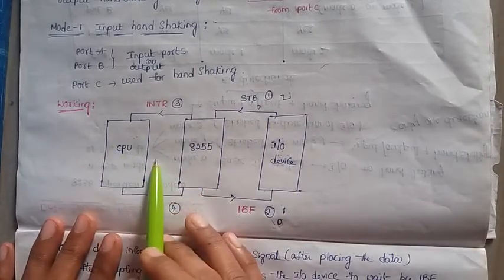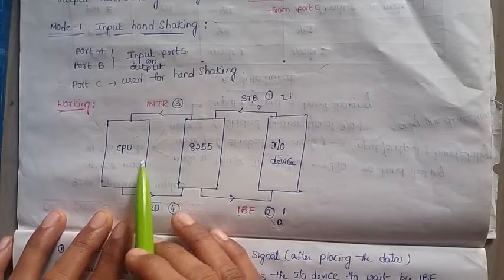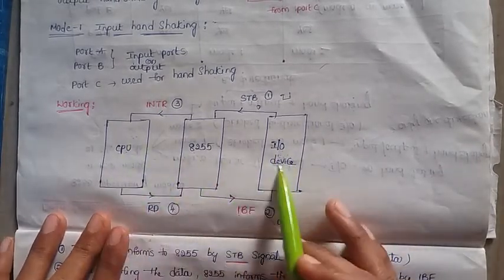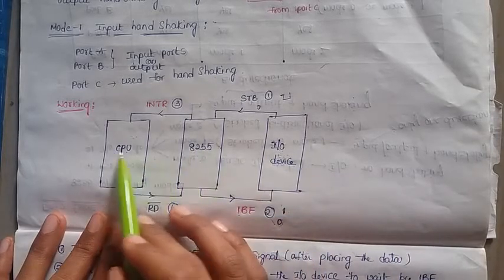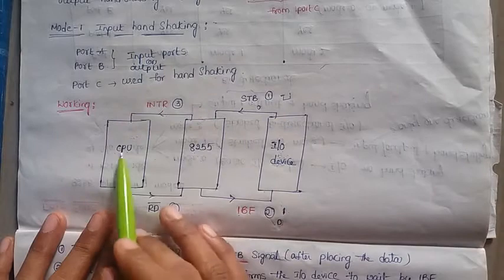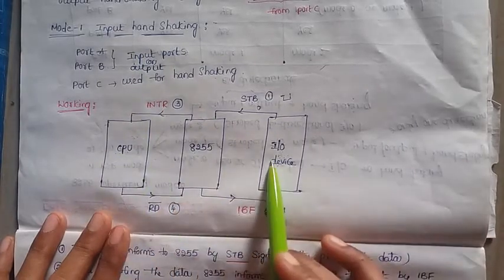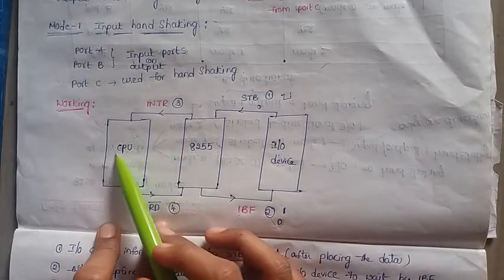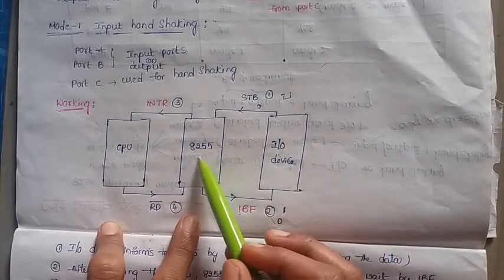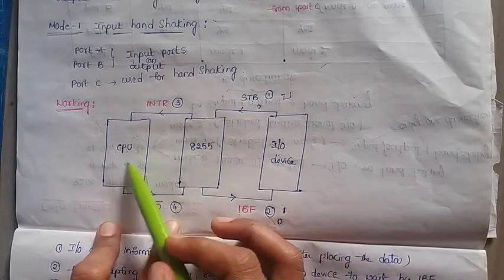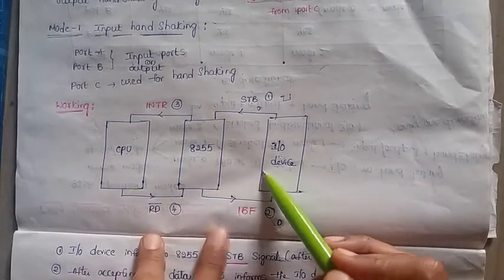In this diagram we may observe that the IO device is not directly connected to the CPU. IO device is connected to 8255 and then connected to the CPU. Here input handshaking means CPU is reading the data from the IO device. Here the IO device is not sending the data directly to the CPU. It sends the data to the 8255 and then 8255 transfers the data to the CPU.